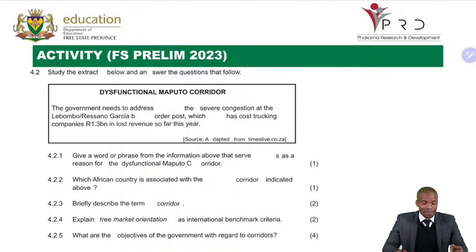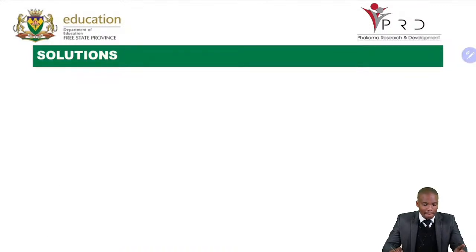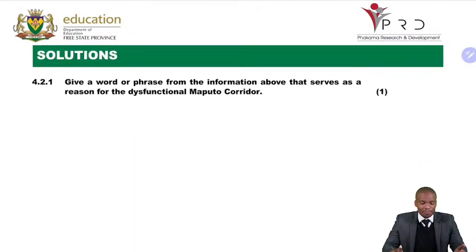4.2.1 says, give a word or a phrase from the information above that serves as a reason for the dysfunctional Maputo corridor. Okay, so our solutions there. The answer is severe congestion. That's a problem. That's that. It acts as a dysfunctionality there.